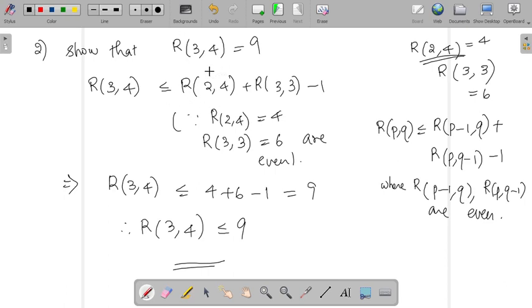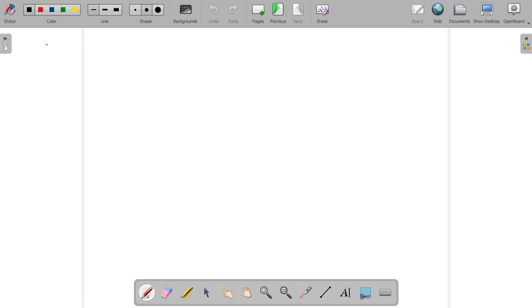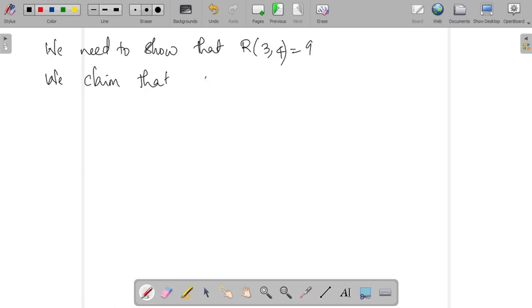So let us consider an 8-clique. Let us look at a coloring of the 8-clique. So we need to show that R of 3, 4 is equal to 9. So we claim that R of 3, 4 is greater than or equal to 9. We already got R of 3, 4 less than or equal to 9. So if R of 3, 4 is greater than or equal to 9, that means R of 3, 4 must be equal to 9. So consider an 8-clique. So all we need to prove is that in the 8-clique neither of these will occur.